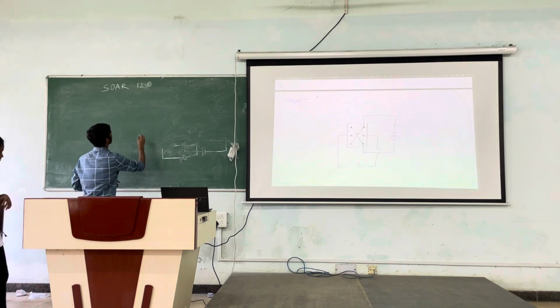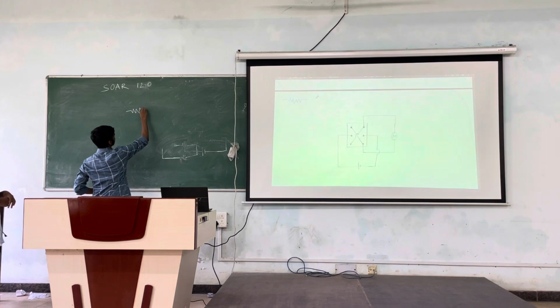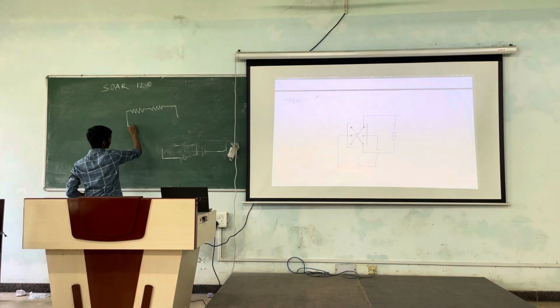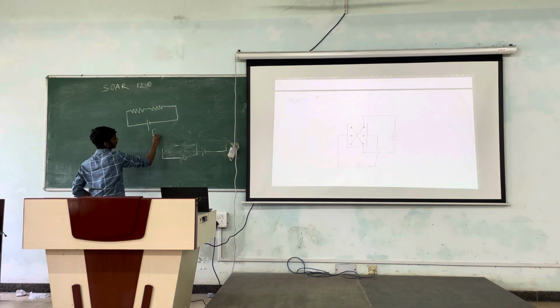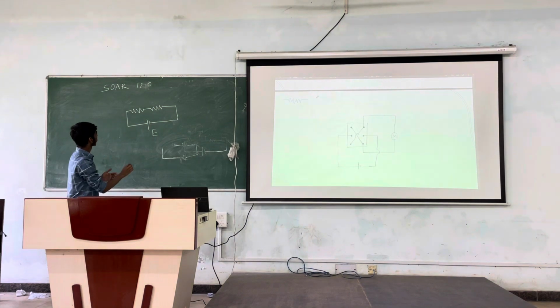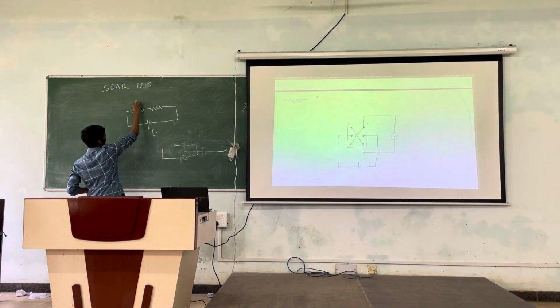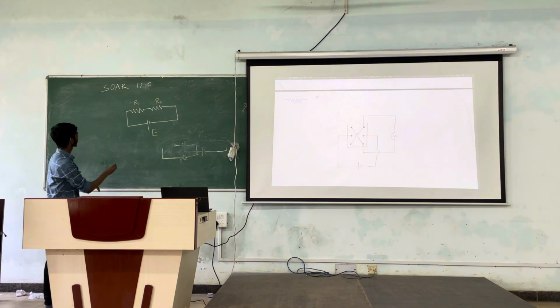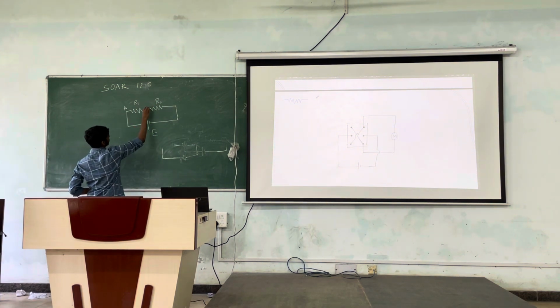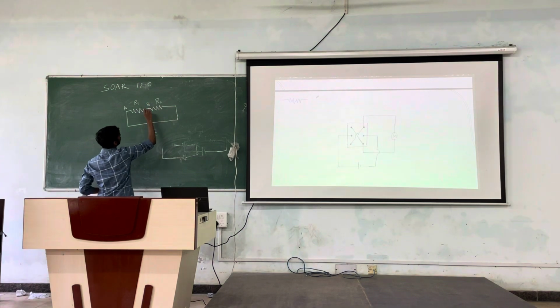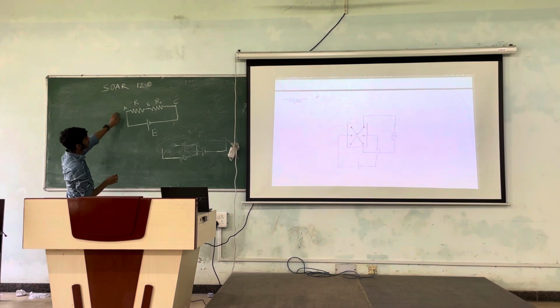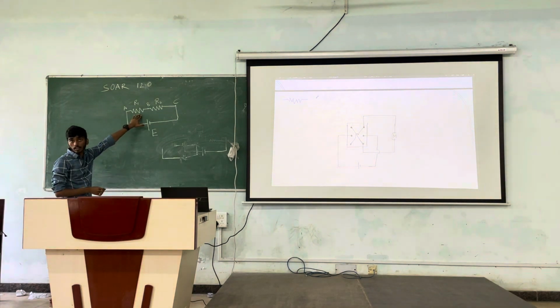So if we have two resistors connected to a battery, let's say the EMF of this battery is E and the resistances are R1 and R2 respectively. If we are asked to find the voltage across these two resistors separately, let's say this point is A, B and this point is C, and we need to find the voltage across resistance R1.